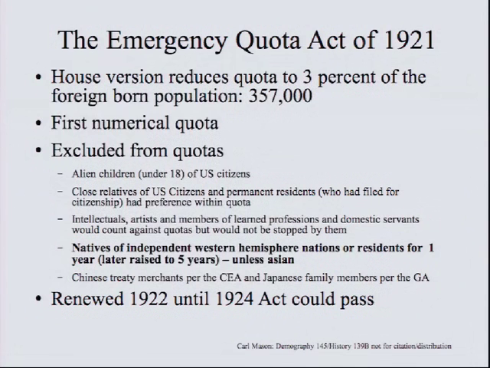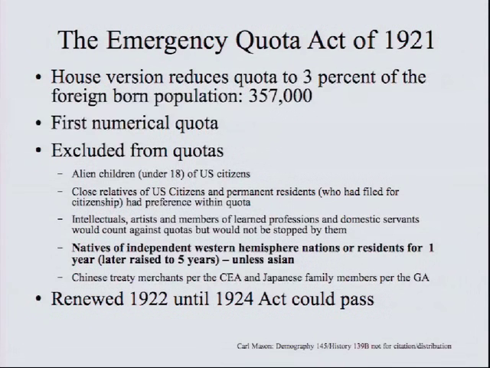And then excluded also, as all quotas do, exclude somebody, aliens, that is children under 18, of U.S. citizens. This is the compassionate part, right? So these are people who are allowed to immigrate without respect to the quota. That's what I mean by exclusion. They're not excluded from immigrating, they're excluded from the quota. And close relatives of U.S. citizens who have filed for citizenship have preferences within the quota, so they count against the quota, but they're going to come in first, and other people will have to wait.